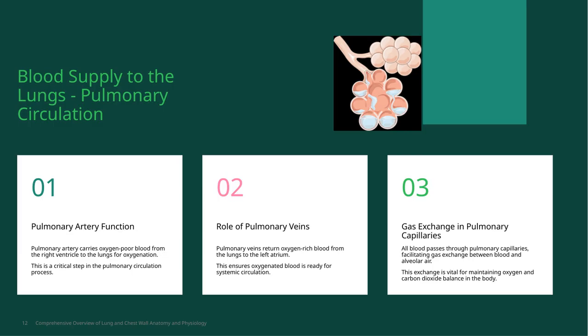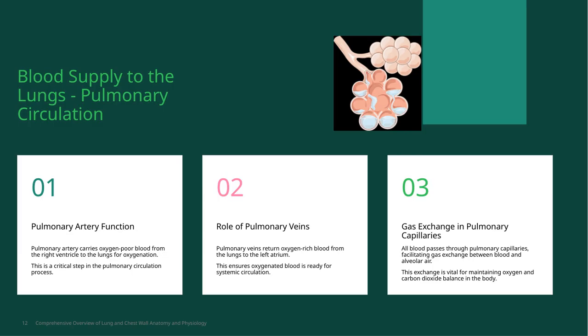Now, connecting this to the overall picture, the blood supply to the lungs through pulmonary circulation is a key part of what keeps us alive and functioning. It's a continuous cycle. Deoxygenated blood is sent to the lungs, oxygen is picked up, and oxygenated blood is sent back to the heart for distribution. Finally, let's discuss gas exchange in the pulmonary capillaries. All blood passing through these tiny vessels is where the magic happens.